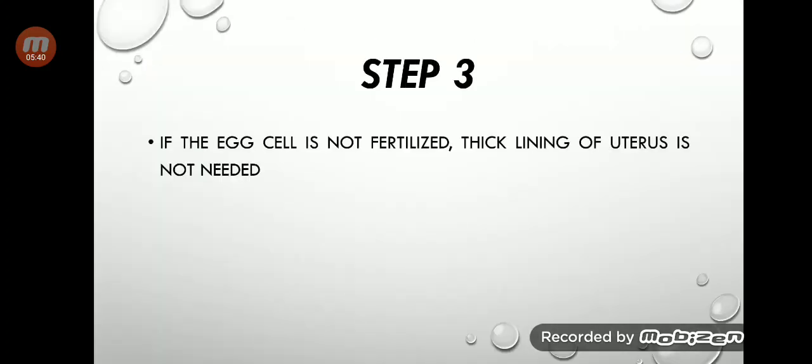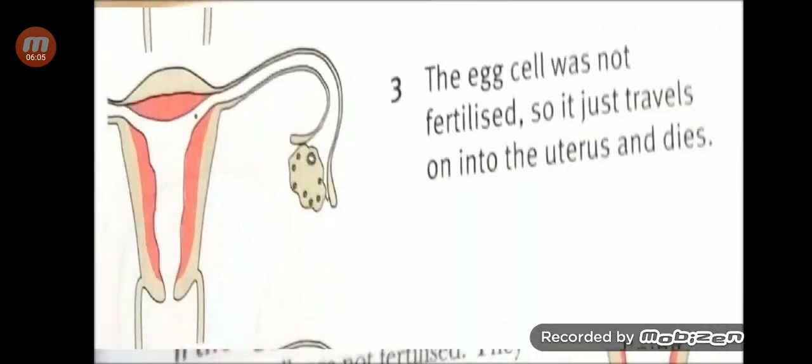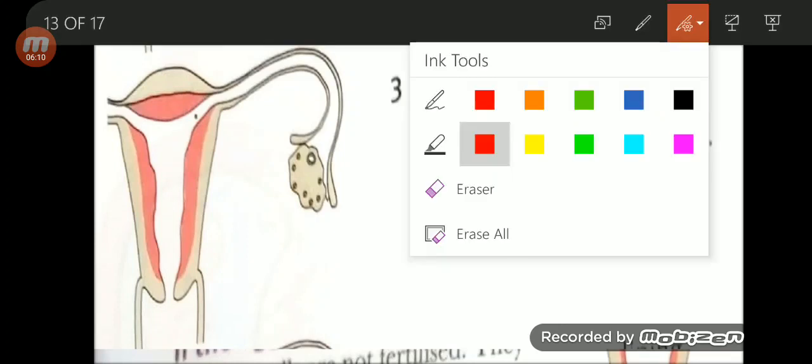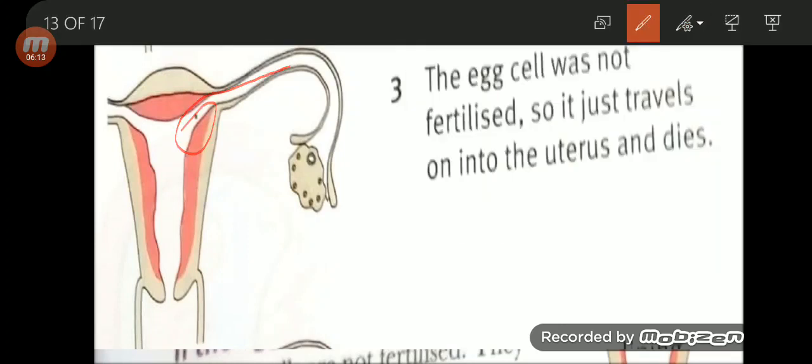Okay, here step number 3, if the egg cell is not fertilized, what happens? The thick lining of the uterus is not needed. Why? Because if there is no fertilization, there will be no zygote, no embryo to be implanted in the uterus. So if there is no embryo, the thick lining is not needed. Here the egg cell was not fertilized, so it just travels into the uterus and eventually dies.